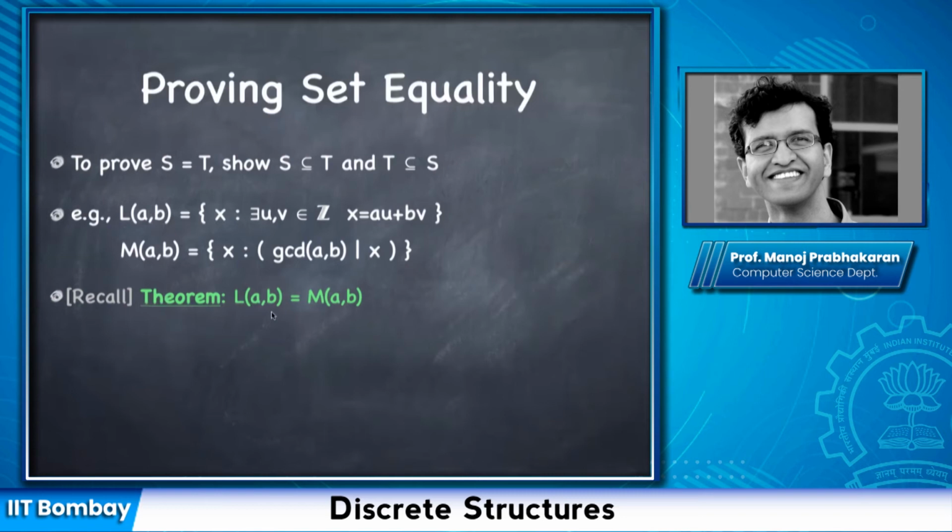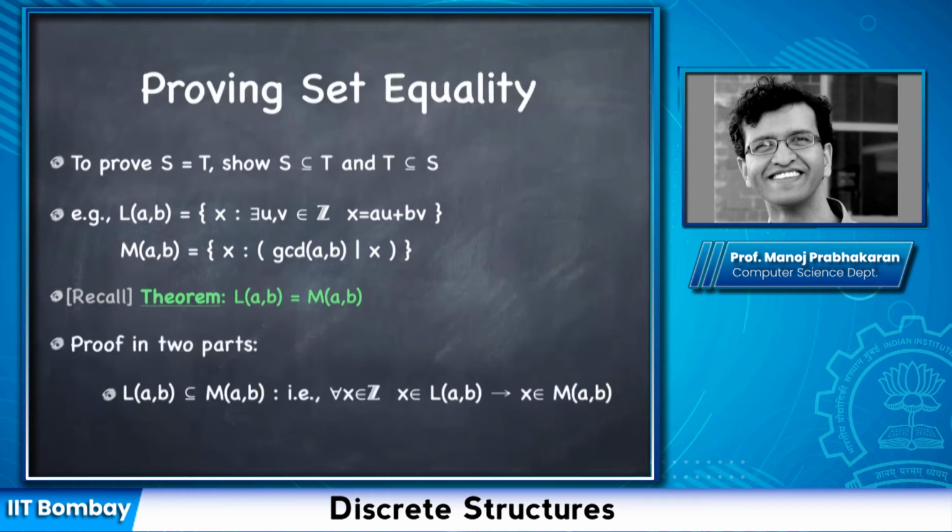Okay. So the proof for this, as is often the case with many proofs, when you break it down into these two cases, one direction may be easier than the other direction. In this case, the easy direction is to prove that L(A,B) is contained in M(A,B). So what does that mean? Every element in L(A,B) is an element in M(A,B). So if x is in L(A,B), then x is in M(A,B). How do you prove that?